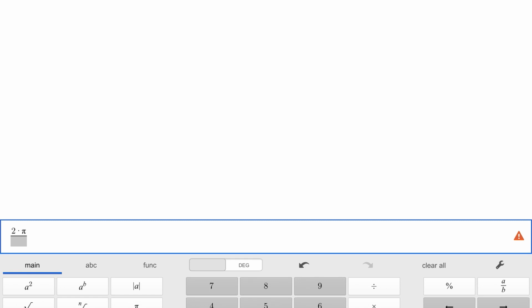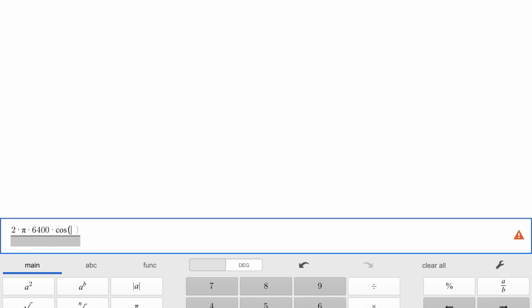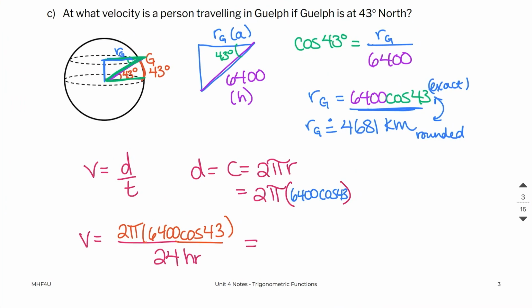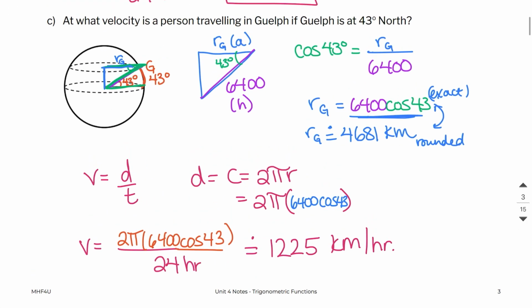So I'm going to type in 2 times pi times the radius, which was 6,400 times the cosine of 43. And then I'm going to divide that whole thing by 24, and I get approximately 1,225 kilometers per hour. So we can say right here, 1,225 kilometers per hour.